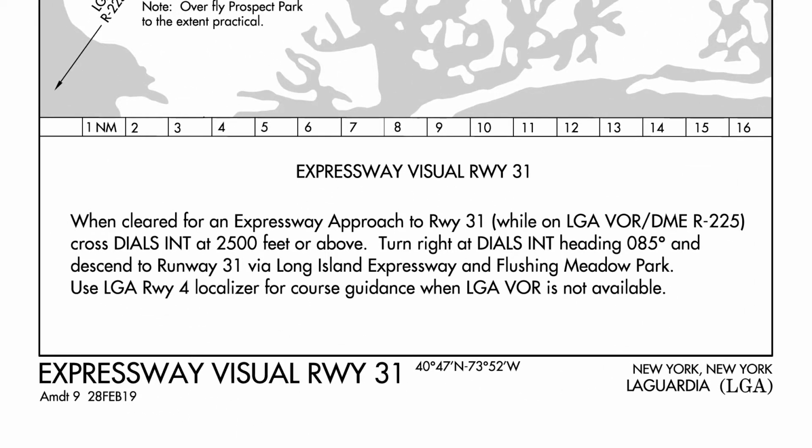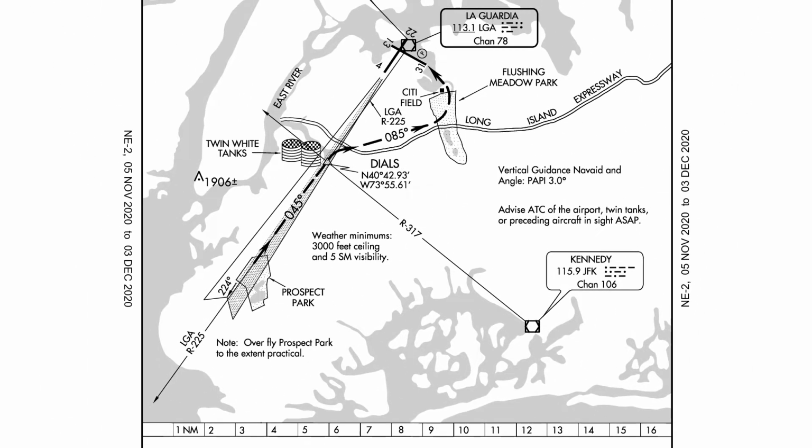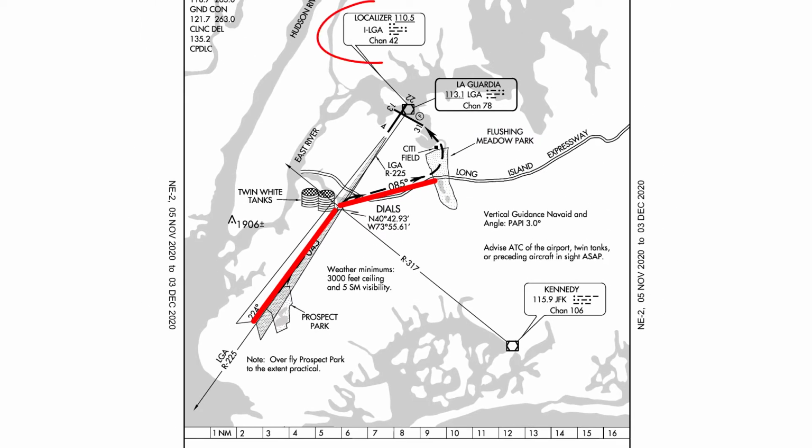The notes say, when cleared for the approach to runway 31 while on the LaGuardia VOR radial 225, cross the Dials intersection at 2,500 feet or above. Turn right at Dials, heading 085 degrees, and descend to runway 31 via Long Island Expressway and Flushing Meadow Park. Use the LaGuardia runway 4 localizer for course guidance when LaGuardia VOR is not available.